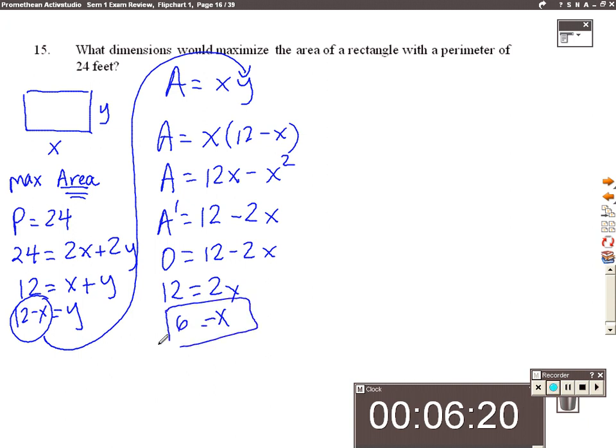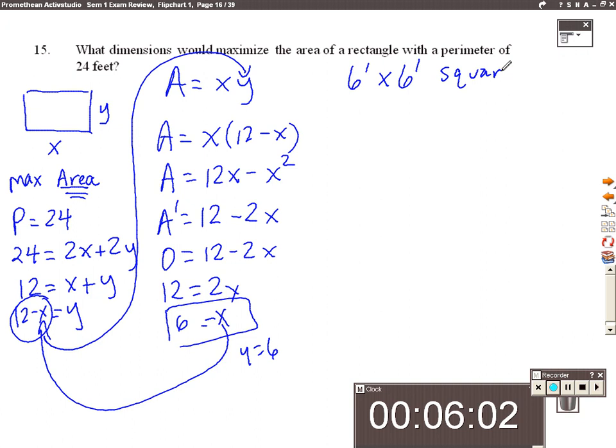Now if x is equal to 6, I can go back in here to find the value of y. So y is also equal to 6. So I'll maximize the area when I have dimensions that are 6 feet by 6 feet. In other words, whenever this thing is a square.